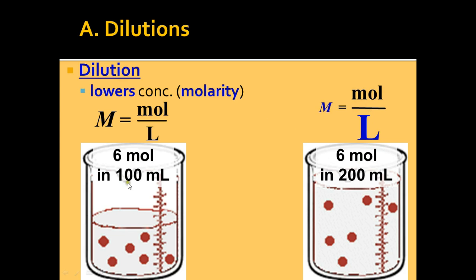Because 6 divided by 200 is a smaller number than 6 divided by 100. So that's what we did. And so we have some calculations we can do with this.